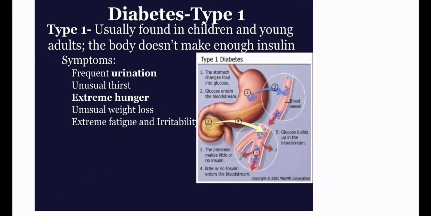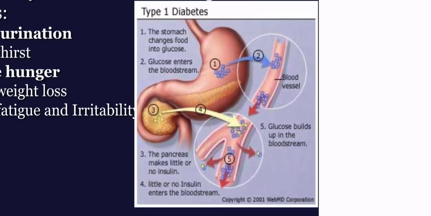Diabetes type 1. Type 1 usually found in children and young adults. The body doesn't make enough insulin. Symptoms: frequent urination, unusual thirst, extreme hunger, unusual weight loss, extreme fatigue, and irritability. Here we are.